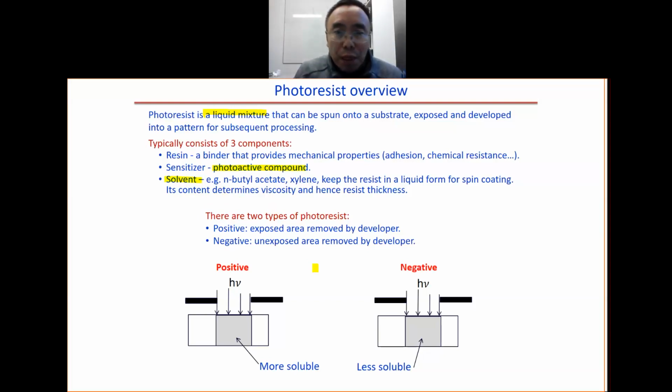So there are 2 types of the photoresist. The first one is called a positive resist. For the case of positive resist, exposed area will become more soluble in the developer. For the negative resist, exposed area will become less soluble in the developer. Those areas will be developed, but this area will remain. So here, this area will be developed. This area will remain.